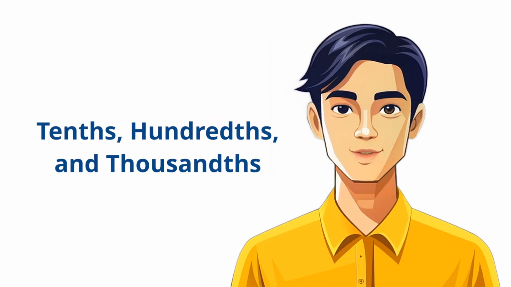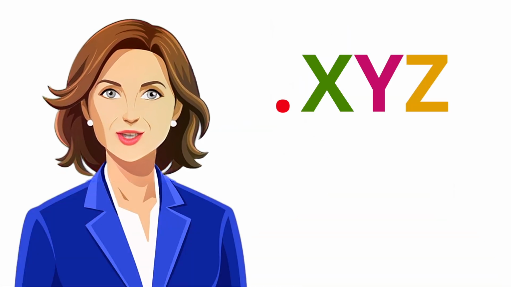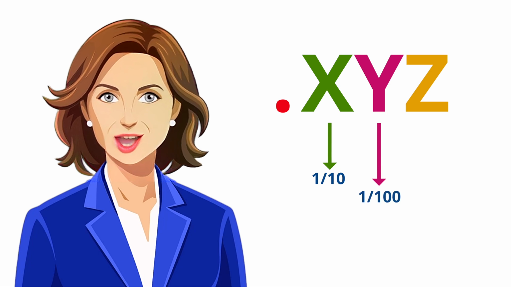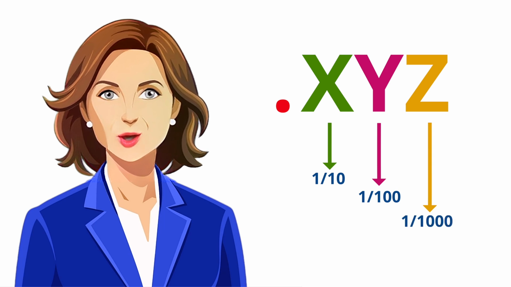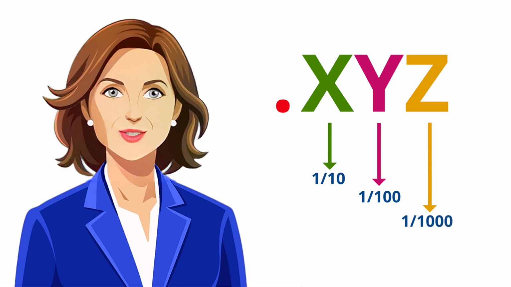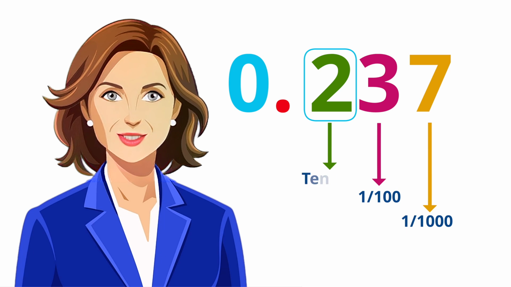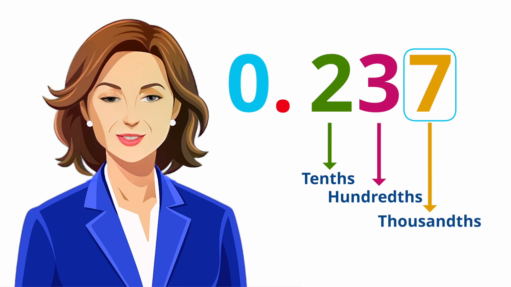Can you explain what tenths, hundredths, and thousandths mean in decimals? Of course. Tenths, the first place after the decimal point, representing 1 part out of 10. Hundredths, the second place, representing 1 part out of 100. Thousandths, the third place, representing 1 part out of 1,000. Example, in 0.237, the digit 2 is in the tenths place, 3 in the hundredths, and 7 in the thousandths.